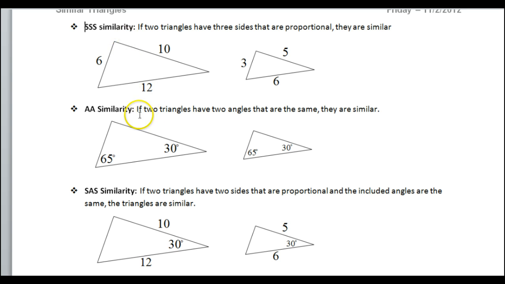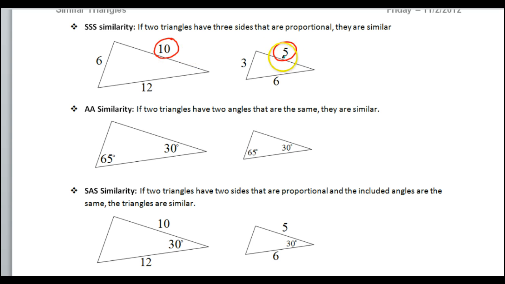There are three different ways to prove that two triangles are similar. One is side-side-side similarity. If all three pairs of sides are proportional, that just means they're going to all make the same ratio if I make fractions out of them.